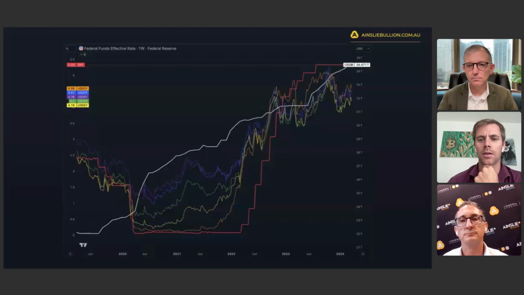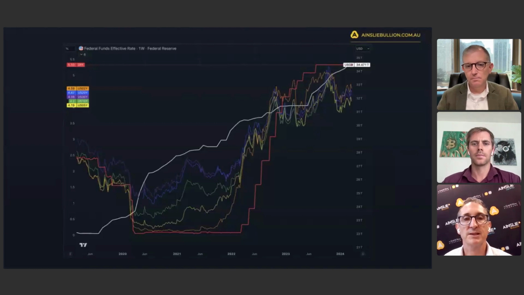Because as to Paul's point, the interest on the debt is what's driving that white line up $1 trillion every 90 days. Yes, or a portion of it. You've obviously got social security and defense, but debt repayments are a huge part of that. Yeah, debt repayments are literally bigger than defense at the moment, which is quite extraordinary.